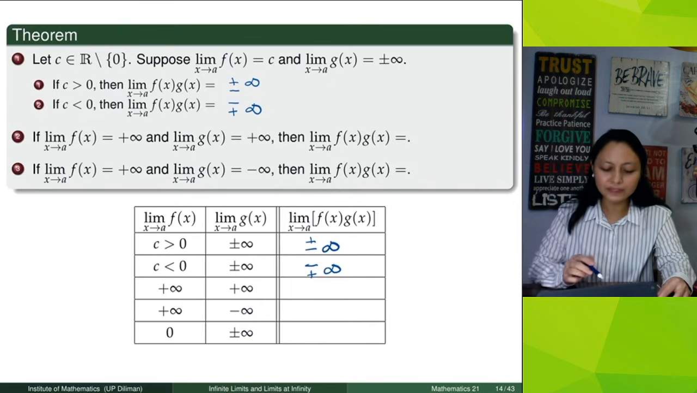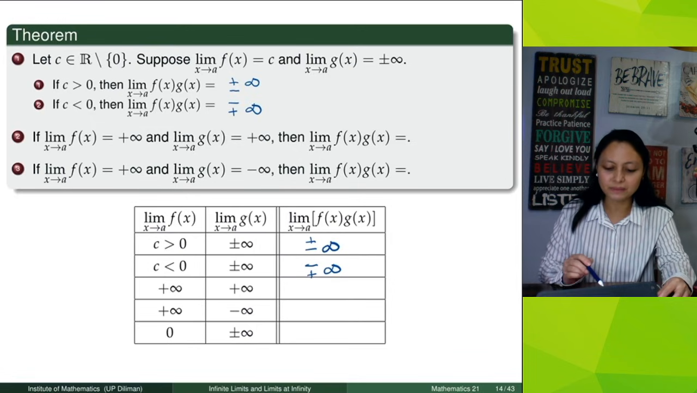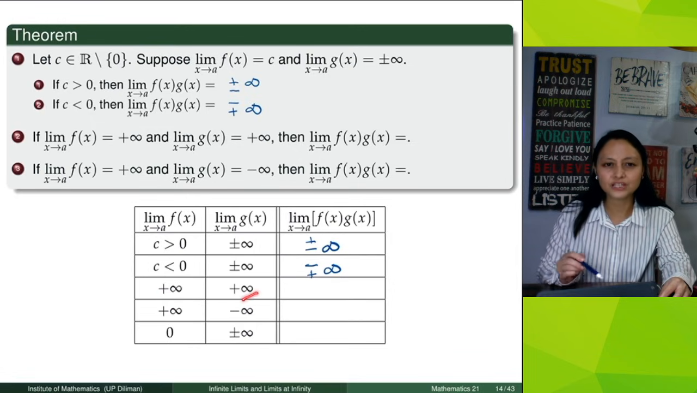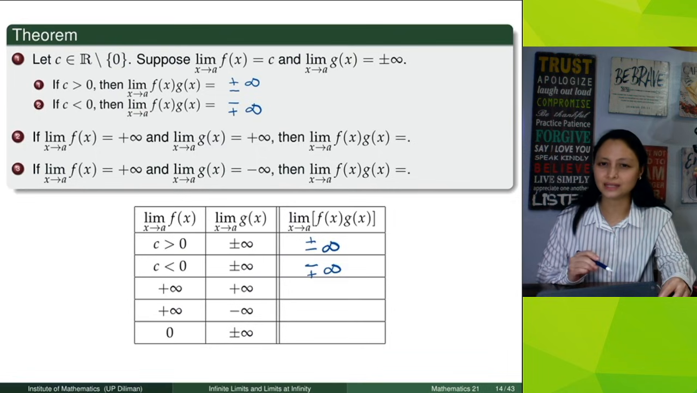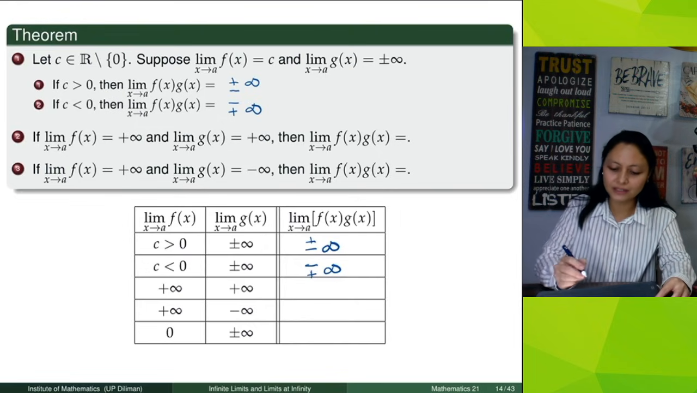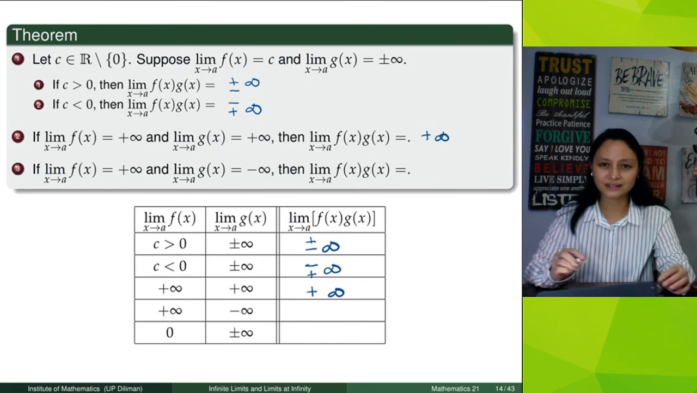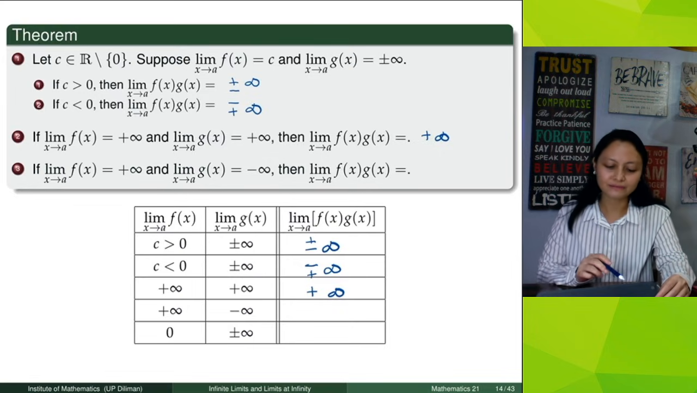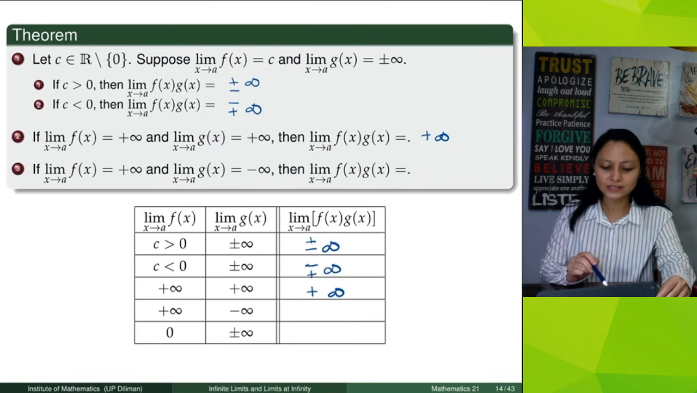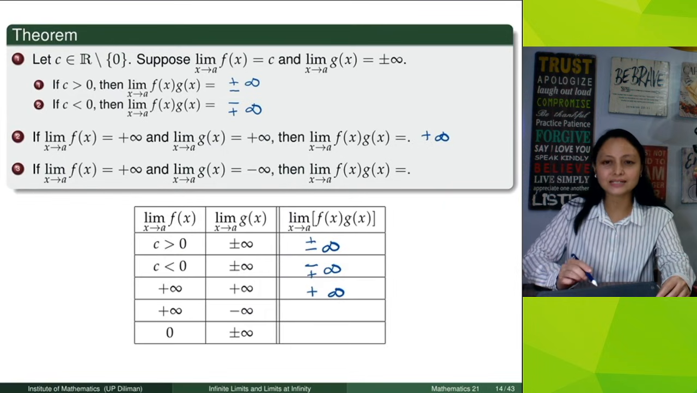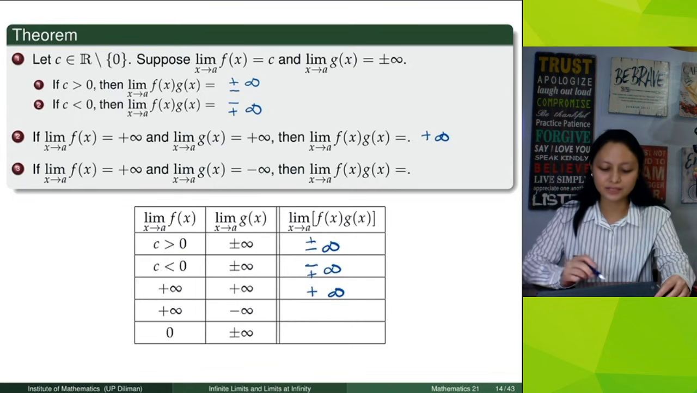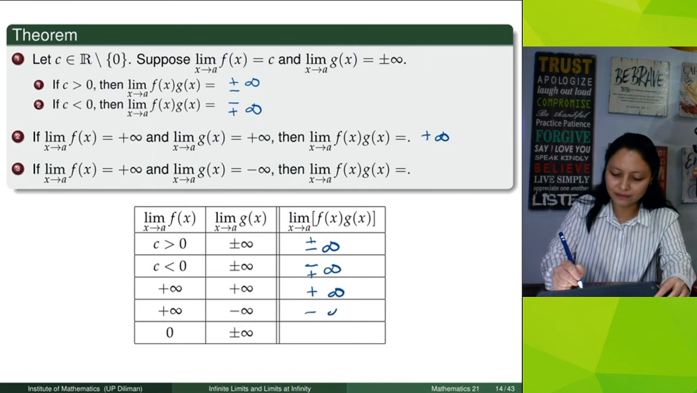Okay. Next, if the limit of f of x as x approaches a is positive infinity, similarly, the limit of g of x as x approaches a is positive infinity. So infinity times infinity is just infinity. And since they are both positive, this should be equal to positive infinity. Sorry, naligaw yung period. Next, you have limit of f of x as x approaches a is positive infinity, okay, times the limit of g of x as x approaches a, which is negative infinity. Positive times negative is negative infinity.